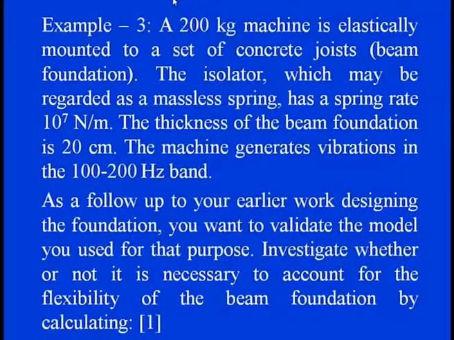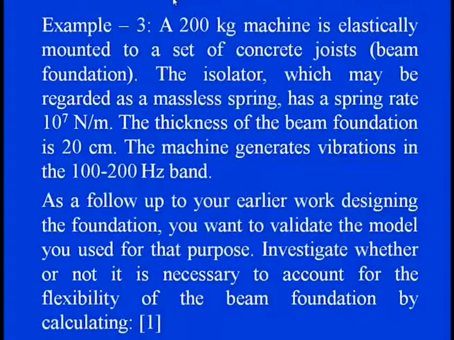Now in the third problem, a 2 kilogram machine is elastically mounted to a set of concrete joists or the beam foundation, which is a very common device you see in any industry. The isolator, which may be regarded as a massless spring, has the spring rate of 10 to the power 7 Newton per meter. That is my stiffness of the springs, the material property. The thickness of the beam foundation where the machine is installed is 20 centimeter. The machine is generating vibration in the band of 100 to 200 hertz only.